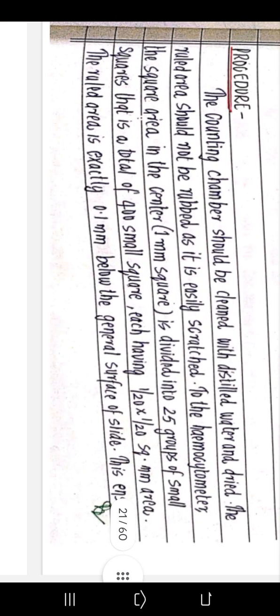Procedure: the counting chamber should be cleaned with distilled water and dried. The ruled area should not be rubbed, as it is easily scratched. In the hemocytometer, the square area in the center, 1 mm square, is divided into 25 groups of small squares. That is a total of 400 small squares.